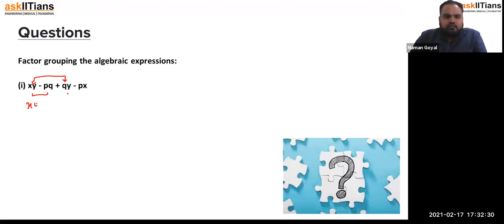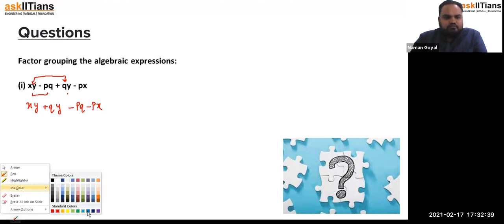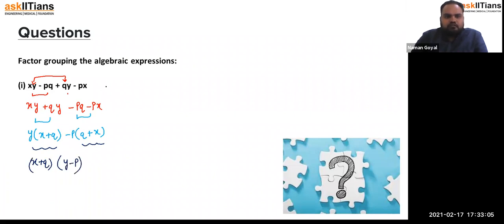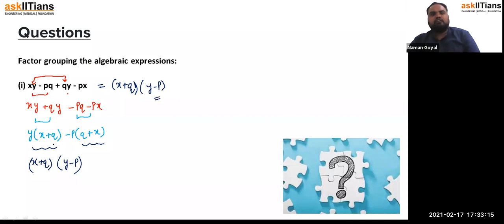It is written as xy plus qy minus pq minus px. Now I want to take y common. It gives x plus q. Now I can take minus p common. If I take minus p common, it gives q plus x. Now from these two we can take x plus q common, and it gives y minus p. So the factorized form of this one is x plus q into y minus p. Isn't it simple?